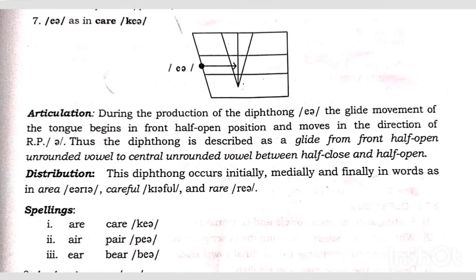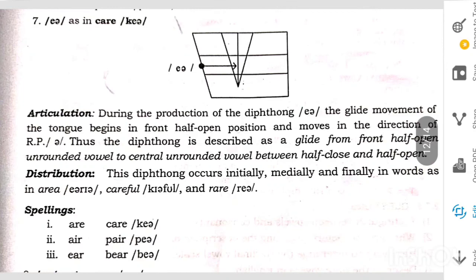The seventh glide is air as in care. Articulation: during the production of the diphthong air, the glide movement of the tongue begins in the front half open position. Actually it comes between half closed and half open.